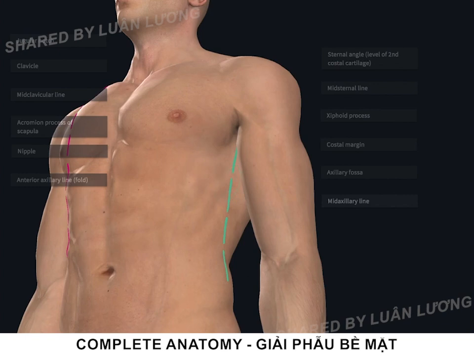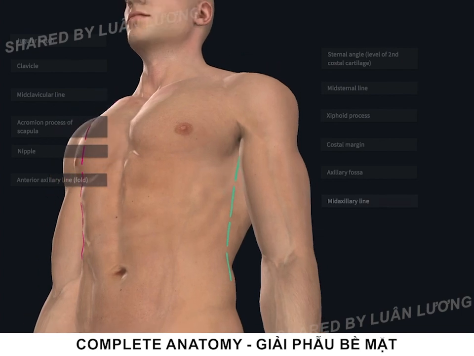And again, if the nipple is approximately at the fourth rib's level or its intercostal space just below it, then a physician could count 2 more levels below to reach the fifth and the sixth intercostal space, which are common placements for a chest tube.